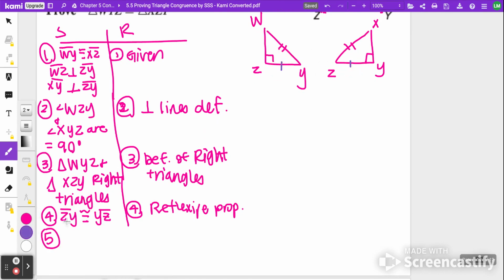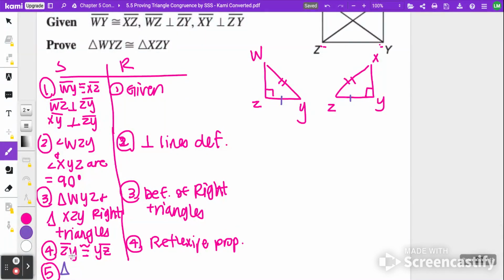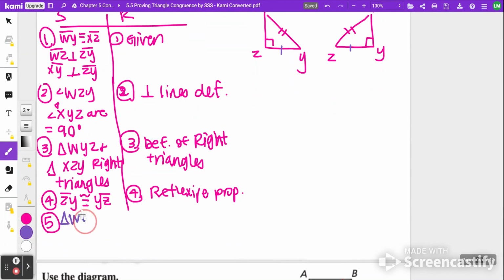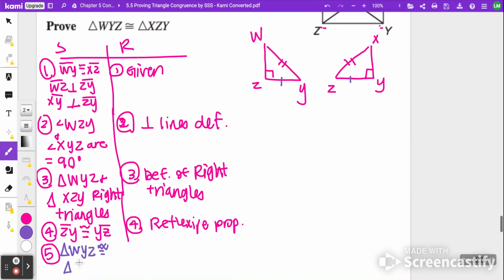Now I can use that theorem we just talked about. Triangle WYZ is congruent to triangle XZY using the hypotenuse leg congruence theorem. Okay.